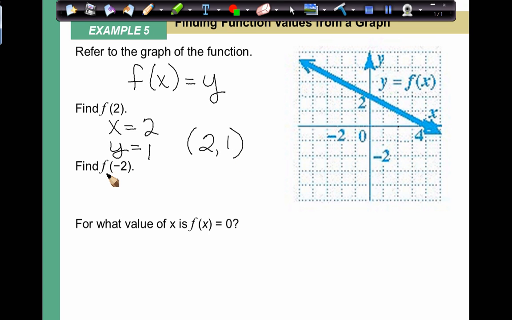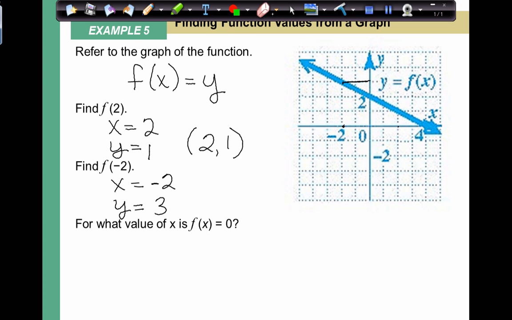Alright, awesome. What about find f of negative 2? That means that x is negative 2. What is y? Okay, x is negative 2, so we'll go to negative 2. Where's the graph? Is it up or down? Okay, it's up here. And what's the y value for this point? The y value at negative 2 is 3. So when x is negative 2 on the graph, y is 3.